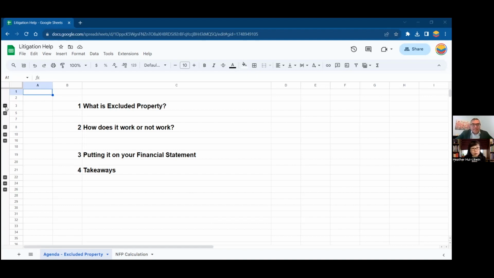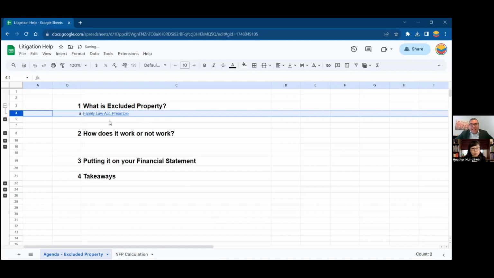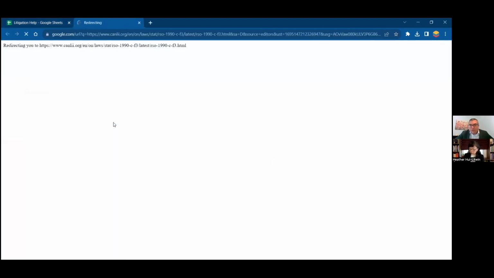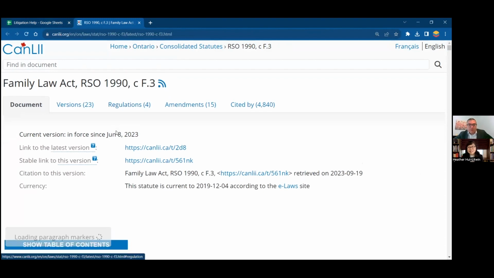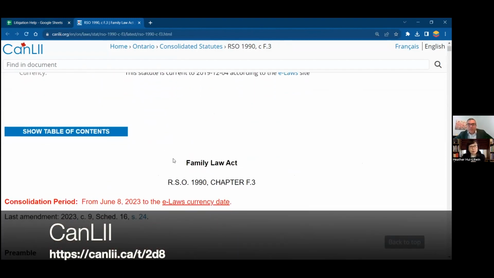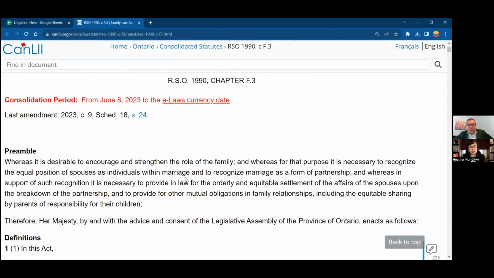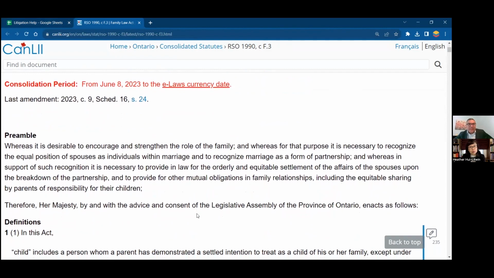So what is excluded property? And the answer is you just have to start at the beginning of the law, which I'm going to show you right now. Many people, even lawyers, don't read the actual law, and I don't fault you for that. But if you go to the very beginning of the Family Law Act, there's a preamble. And I will read it a little bit, but the point is to get to this point right over here.